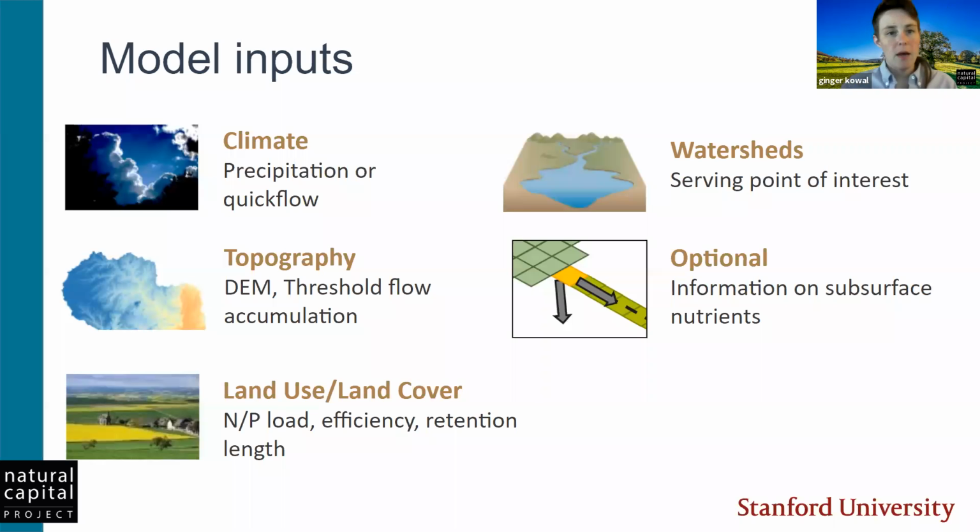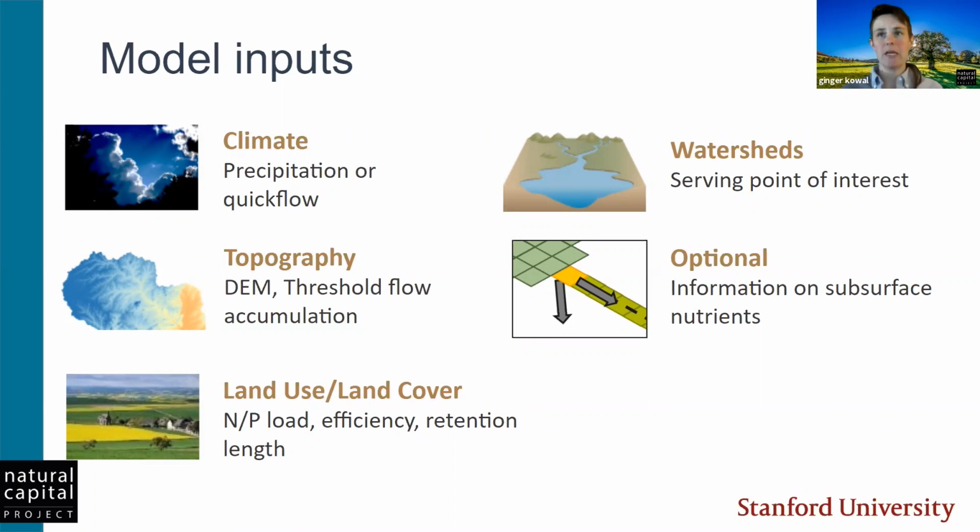So the inputs, again, are quite similar to the last model that we looked at. We do need a precipitation or a quick flow index. So this is a climate-related input. And this is because the model modifies nutrient load by runoff potential. And this can either come from precipitation in the study area or a quick flow index like you would get from another model. We also need, again, the DEM, digital elevation model, and this threshold flow accumulation, same idea there.